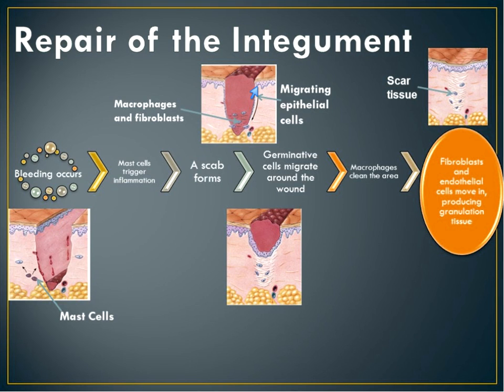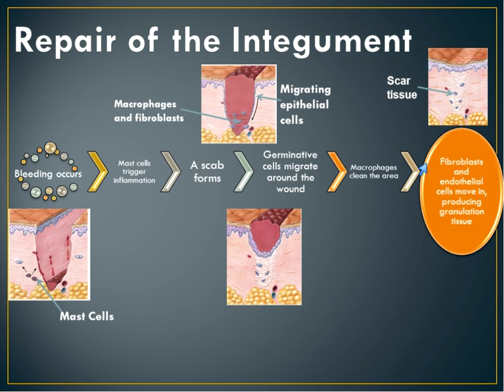So at the top part we had a scab, but underneath is where all the magic is happening. We're repairing it with macrophages, which help to clean up debris, and fibroblasts, which are going to give rise to various different proteins like elastic fibers or collagen bundles in order to repair this dermis that's been damaged. The macrophages clean the area, and then you're left with scar tissue. So those fibroblasts and endothelial cells continue to move in, and they produce what we call scar tissue or granulation tissue.